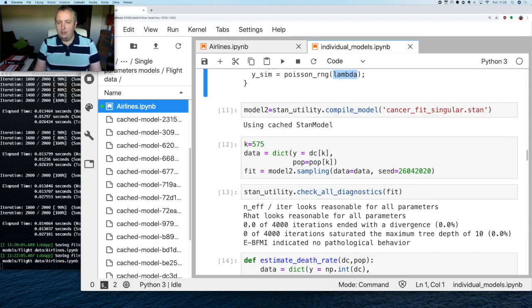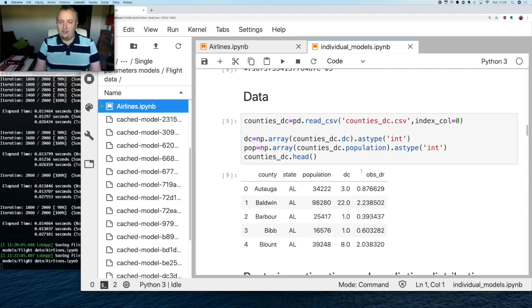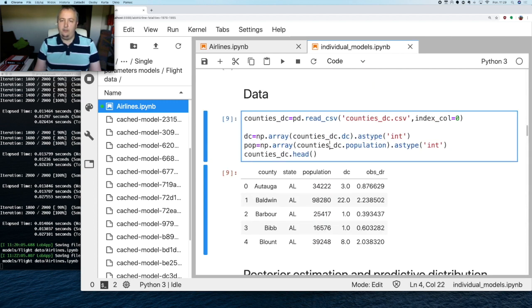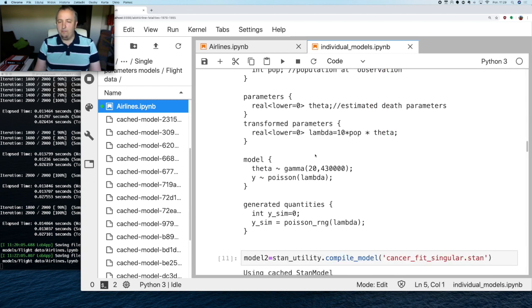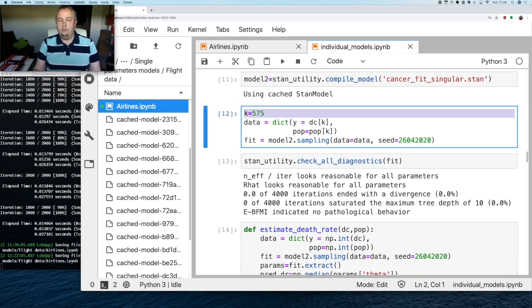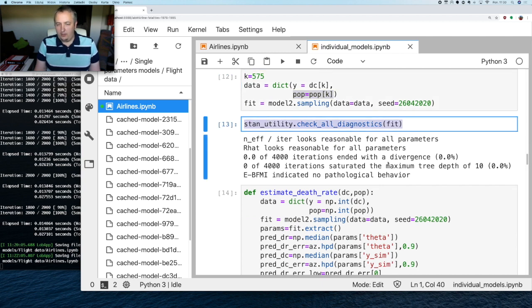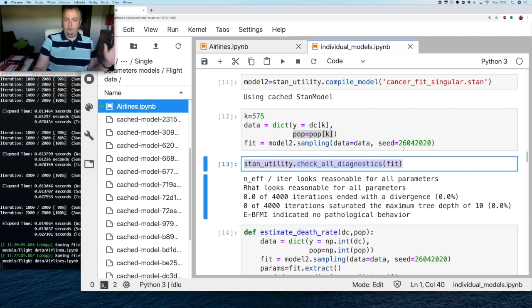We compile our model, and for example, we can do this test from here. As you can see, I've already extracted the values from the data frame directly as integer values. Taking one city, for example, the one counting number 575 from our data frame, we get the data: the number of deaths and the population. We sample, we check the diagnostics. Everything works nicely.